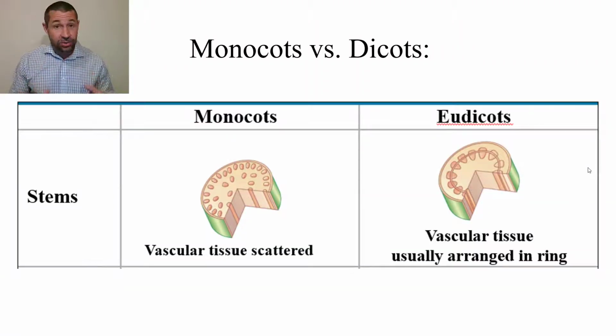The vascular tissues look different under magnification. When you take a cross-section of a monocot stem, those little vascular bundles that contain the xylem and the phloem are going to be scattered throughout the stem, whereas the dicot is going to have a nice neat ring of vascular bundles.